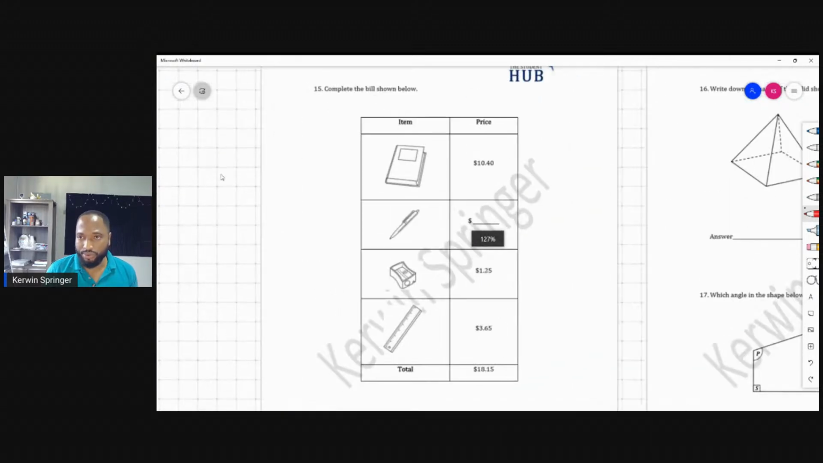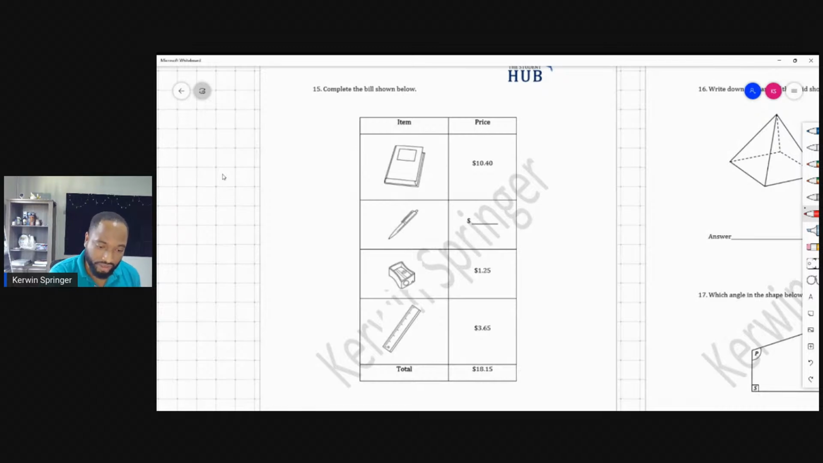Complete the bill shown below. All right, if you have to complete a bill, you want to look down and see maybe they gave you the total. They did. So what's our next step? Sometimes you'll have the item, the quantity, meaning how much of the item you have, and then the price. In this case, they just gave us one of each, and the price. So you just need to add up all and subtract. So let's add up these.